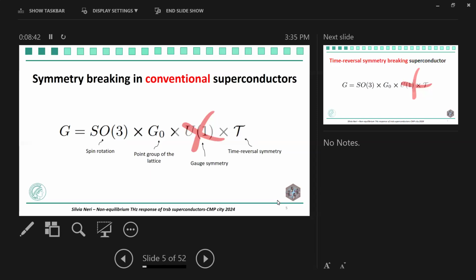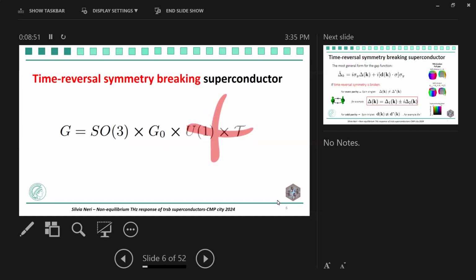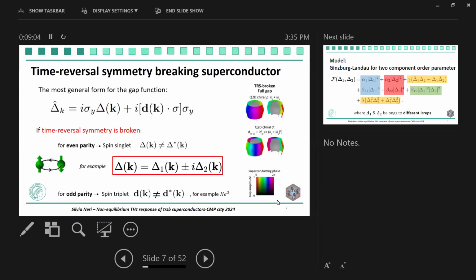For a conventional superconductor, I mean that if I have the symmetry group of the system, I break the U(1) symmetry, and that's it. What I want to talk about today is a scenario in which we break both U(1), of course, since we are in a superconductor, and then time reversal. The easiest way to do something like that, starting from the most general gap function, which has a singlet component here and a triplet component here, is what I'm going to adopt in the following slide.